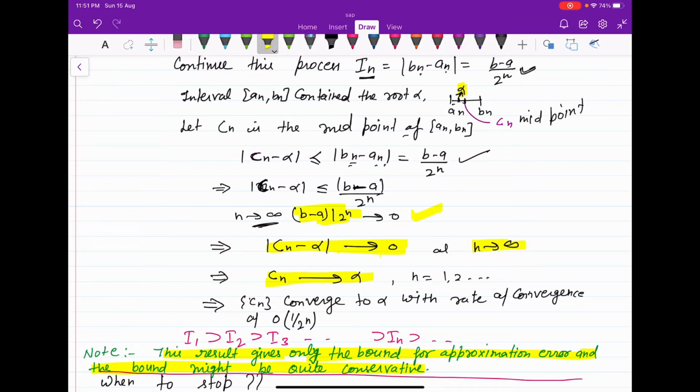If we understand the method, what is happening? I1 is the first interval, I1 contains I2, which contains I3, and so on up to In. At last we get a very small interval that is equivalent to simply a point. The result gives only a bound for the approximation error, and the bound might be quite conservative. That means we always get an interval, and the error is less than or equal to some epsilon. Epsilon is the tolerance within which the root is lying.